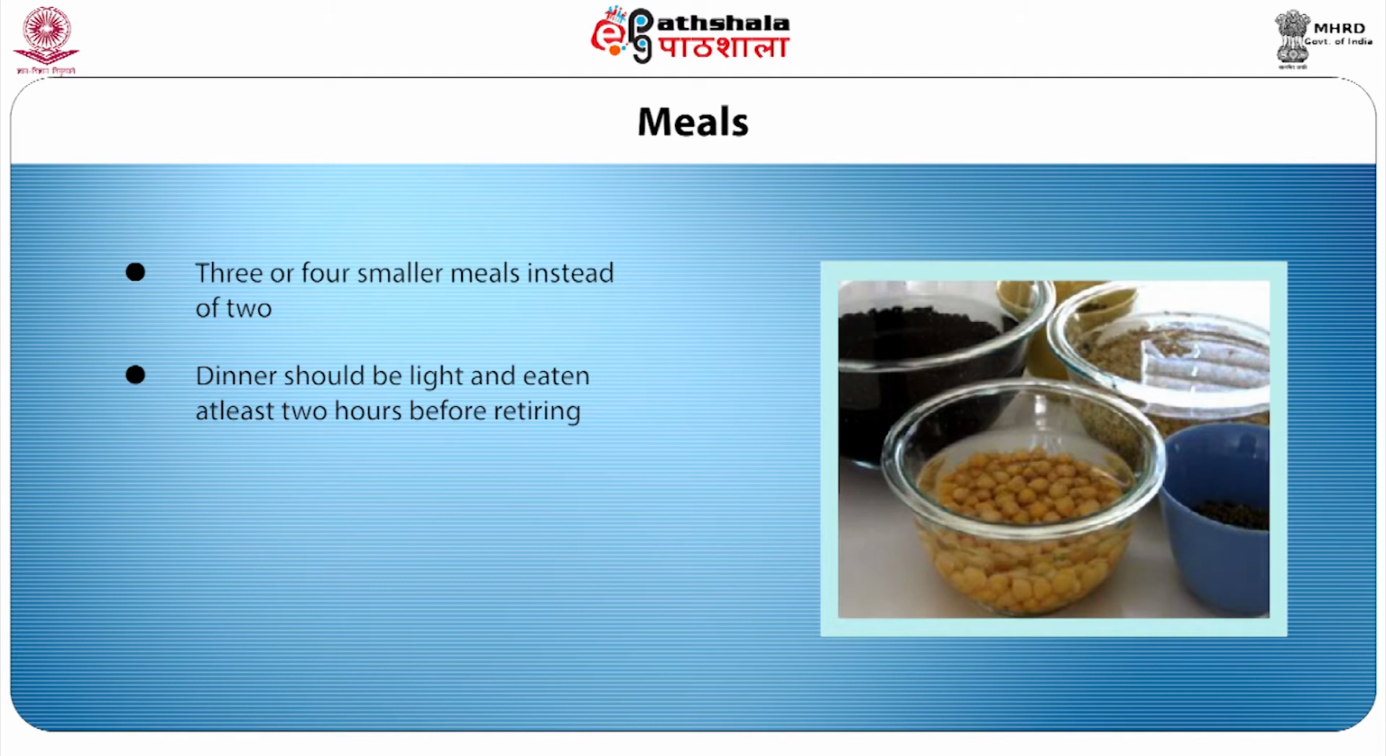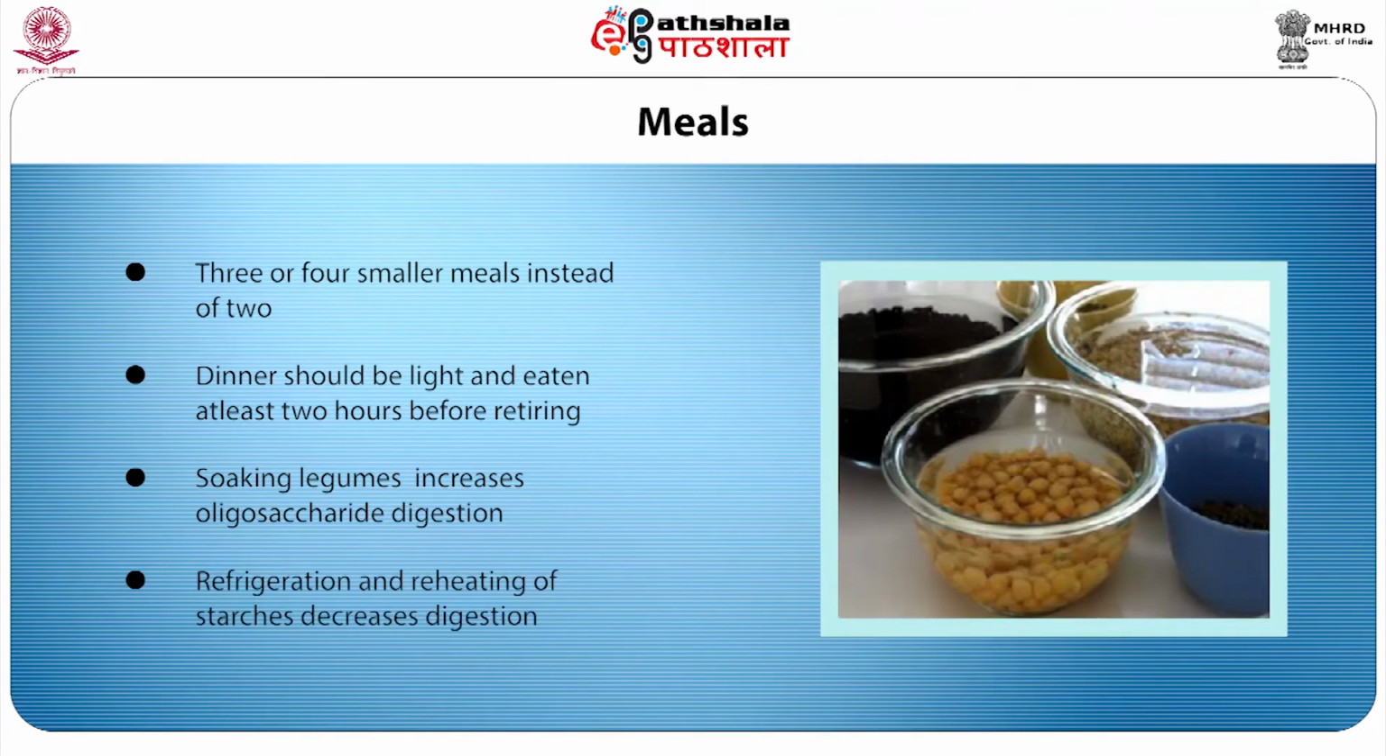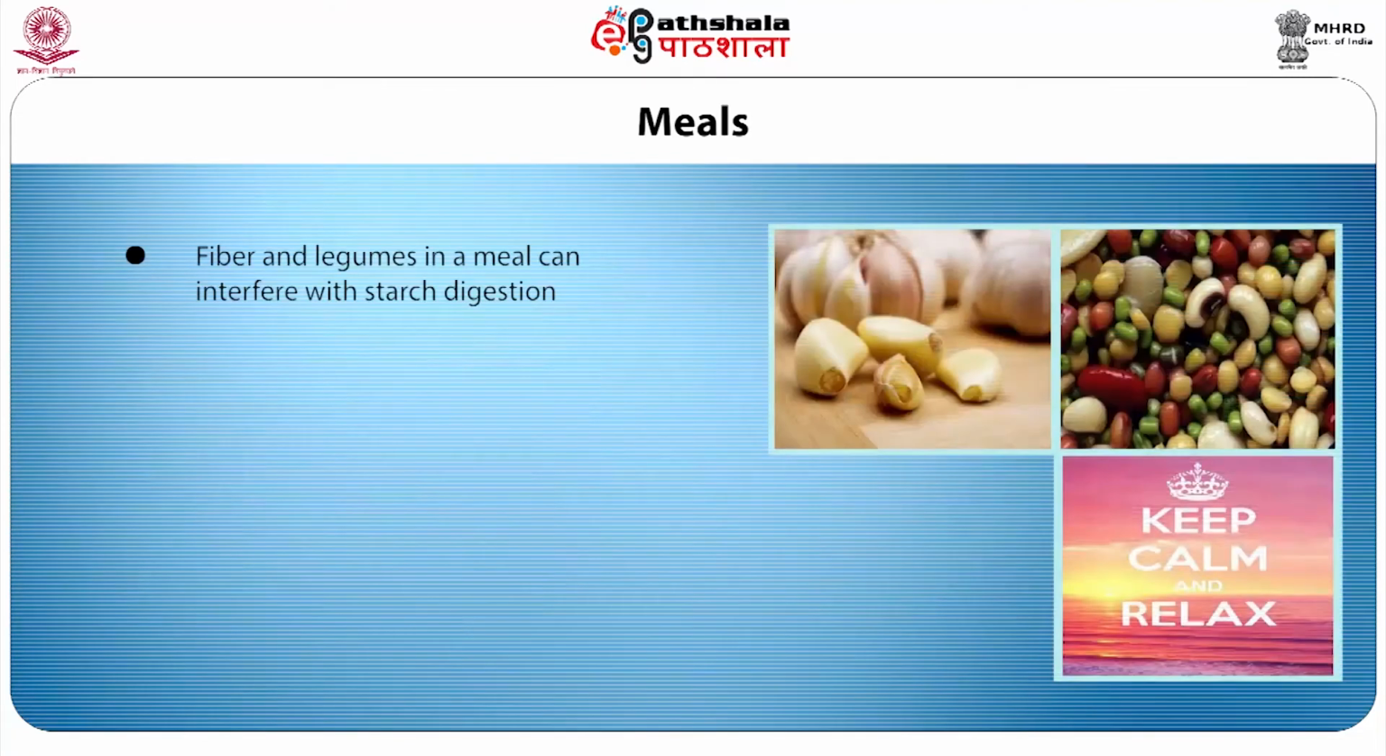Food preparation itself can affect digestion. Soaking legumes increases oligosaccharide digestion by significantly decreasing the concentrations of raffinose and stachyose, which we have seen are the causes for flatulence. Refrigeration and reheating of starches decreases digestion. Fiber and legumes in a meal can interfere with starch digestion.